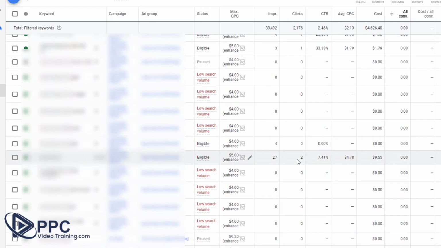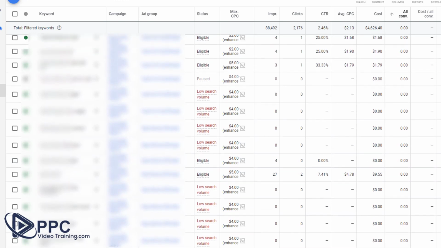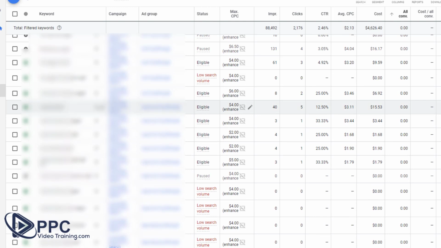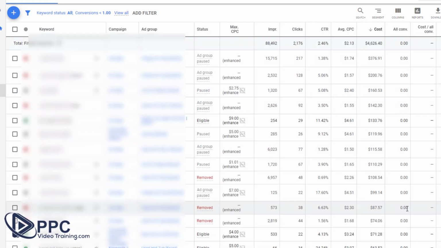And granted, this particular keyword has only had 2 clicks. It's got a good click-through rate. The cost per click is manageable, but that might be something that we want to keep running for a little bit longer. Same thing with these. They've got really good click-through rates. The cost per click is decent. Those might be something that we want to keep running. But then you get into keywords like this that have had 217 clicks, spent $376, no conversions. That's a keyword that needs to be paused.